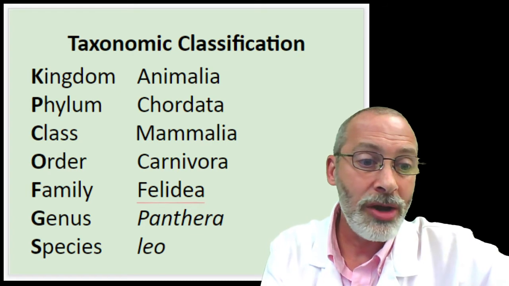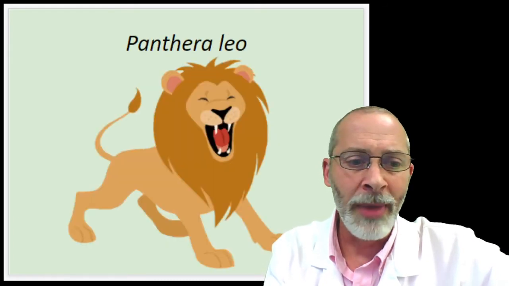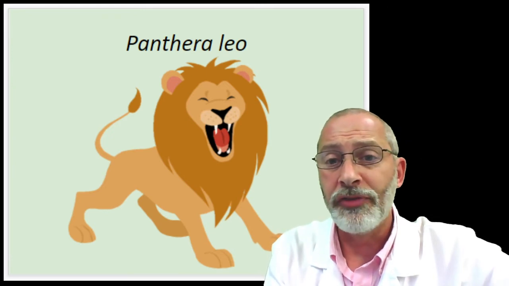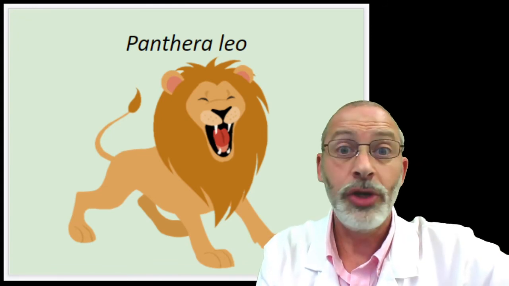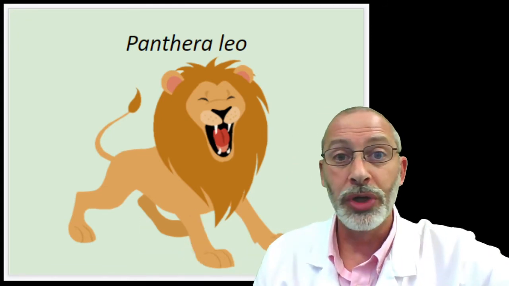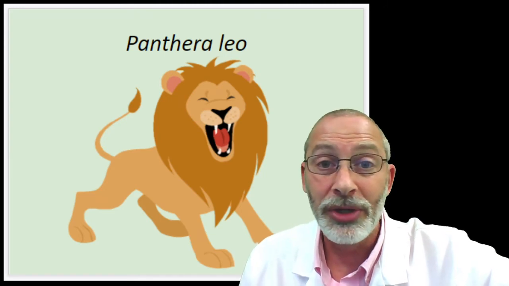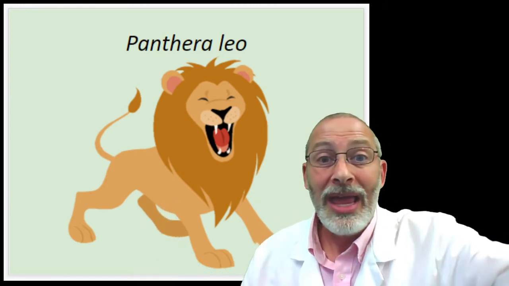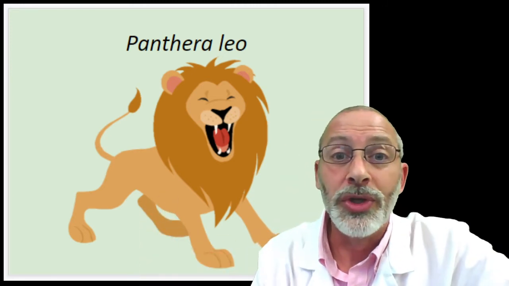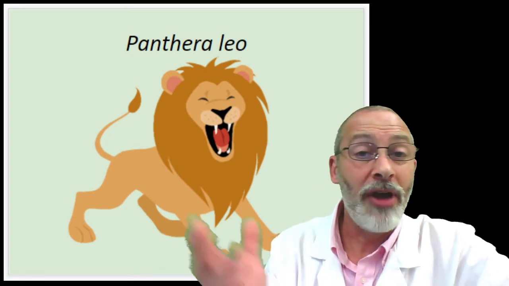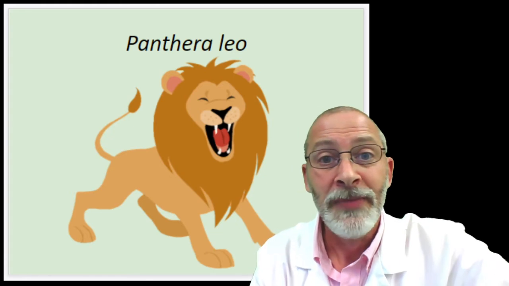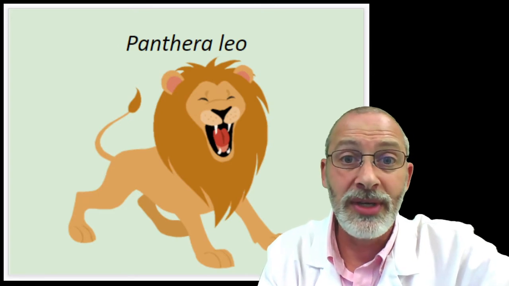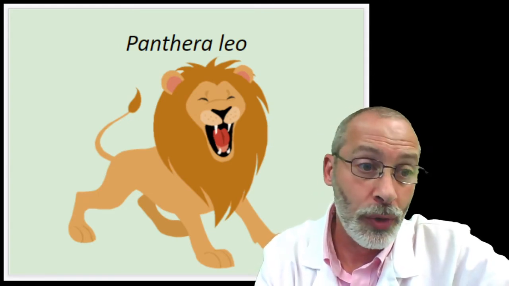So no matter where you are in the world, if you know another scientist, you can refer to Panthera leo. In fact, you could go to a zoo in a different country in the world. And if you're looking for the lion but don't know how to say lion in that language, just say Panthera leo, Panthera leo. And they will point you to the lion because that's going to be what's written on the sign in French, in German, in Chinese, in Portuguese, doesn't matter what language. Panthera leo is the name of the lion across the globe.